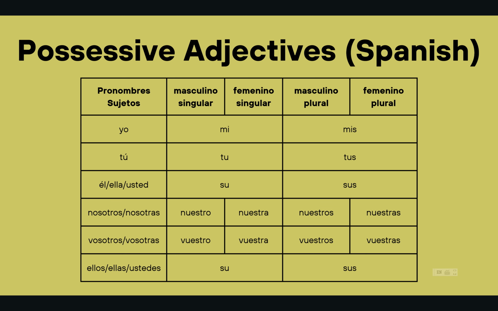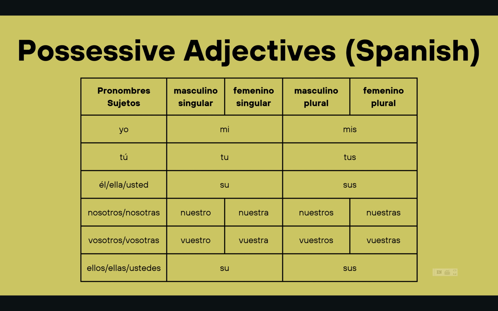For the pronoun tú, we use tu for singular and tus for plural. For él, ella, usted, we use su for singular and sus for plural.